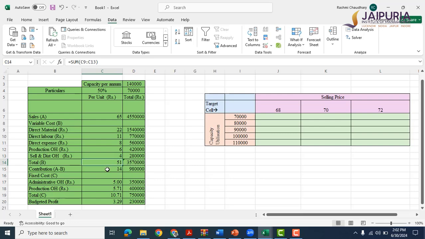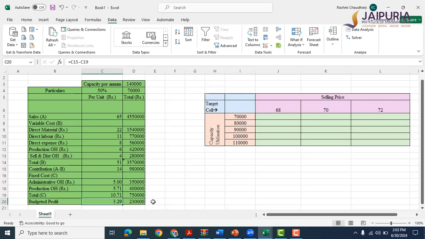After subtracting variable cost, the contribution figures are given, that is 14 rupees per unit and 9,80,000 rupees in totality. Then the fixed cost component is given under two heads, administrative overheads and production overheads. The total fixed cost of the plant comes out to be 7,50,000, which is divided into 3,50,000 as administrative overheads and 4 lakh as production overheads. After subtracting the fixed cost from contribution, the operating profit of the business comes out to be 2,30,000, that is 3.29 per unit.